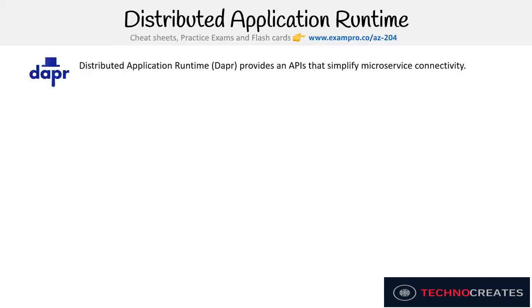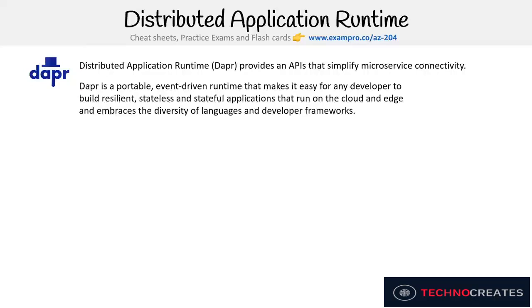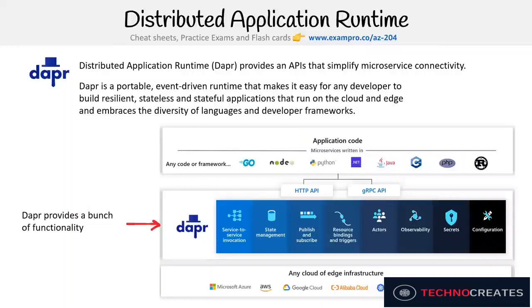Distributed Application Runtime, short for Dapr, provides an API that simplifies microservice connectivity. Dapr is a portable, event-driven runtime that makes it easy for any developer to build resilient, stateless, and stateful applications that run on the cloud and edge and embrace the diversity of languages and developer frameworks. It's interesting they say diversity of languages, because it doesn't support my favorite language, Ruby, yet it supports PHP. Kind of explain that one to me.